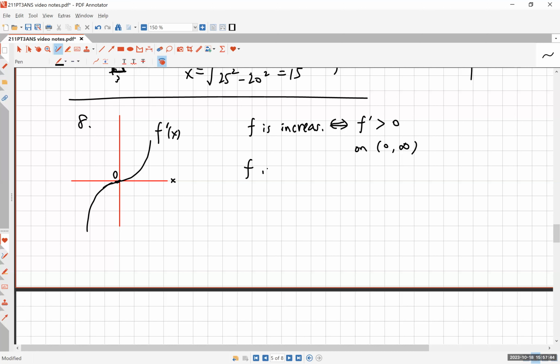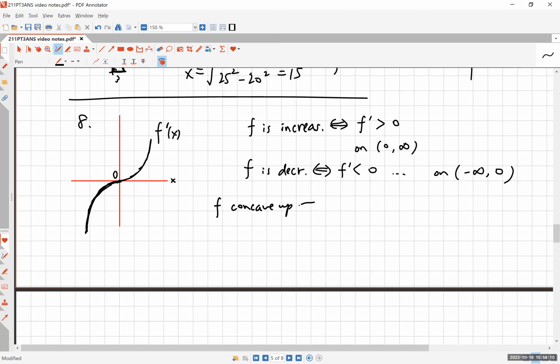Function is increasing. F is decreasing precisely when f prime is negative, or this graph, which is f prime, is below the x-axis. That's this part here, so that is on negative infinity to 0, only the left-hand side. Okay, so that's it. And then where is f concave up?